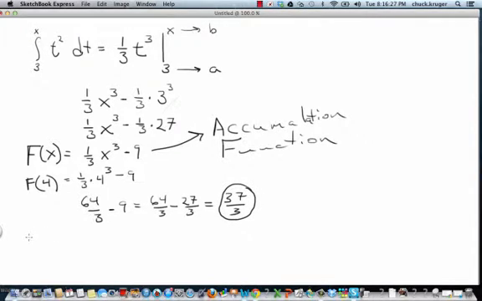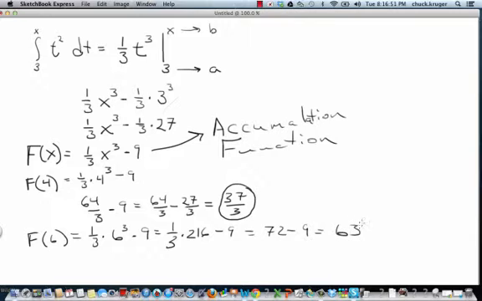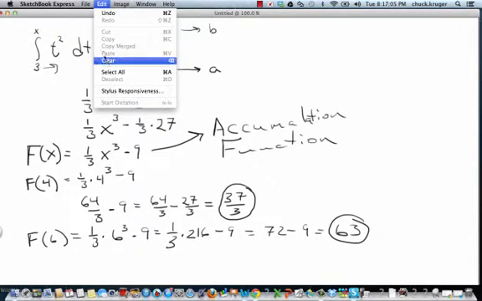So now if I plug in a 6 here, I'm going to have 1/3 times 6 cubed minus 9, which is 1/3 times 216 minus 9, which is 72 minus 9, which is 63. So I've accumulated more area from the starting point of 3. Now realize some of these graphs are going to go above and below, and I'll give you an example of one right here. I'm going to clear this.